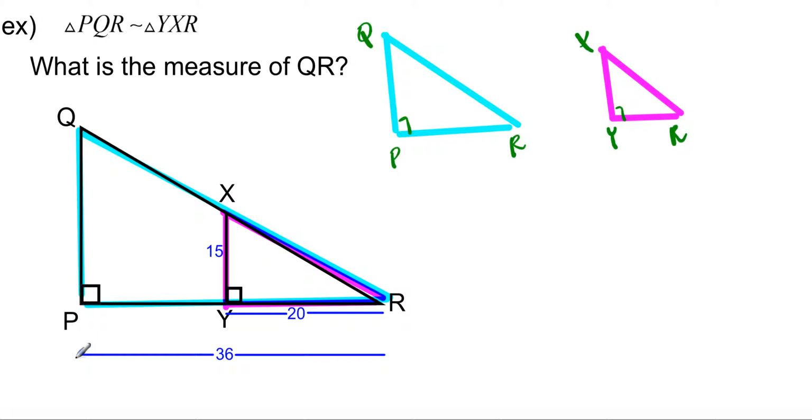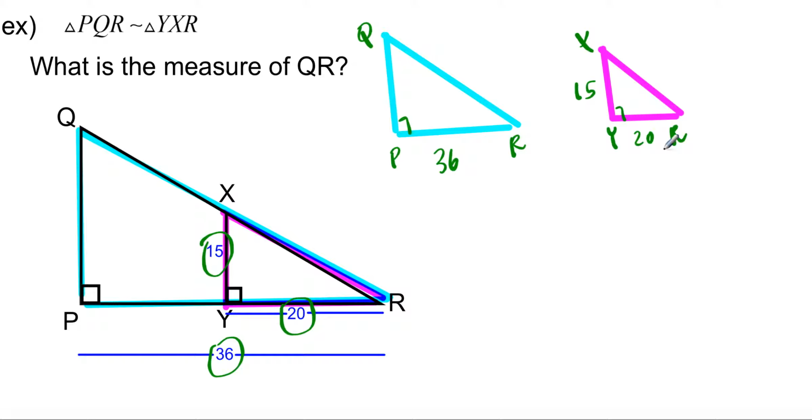Now we need to label the pieces so we can set up our proportions. And that big line down here, that 36, it stretches out to PR. So that's 36. And on the pink triangle, we have XY is 15. And on the pink purple triangle, whatever we want to call it, YR is 20. Okay, so that was your first curveball, is that the little triangle was on top of the big triangle, and I would recommend separating it, just drawing two new triangles.